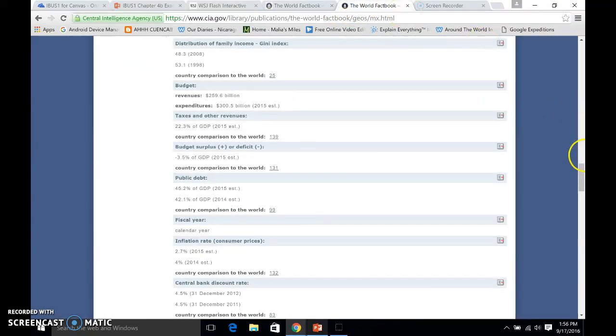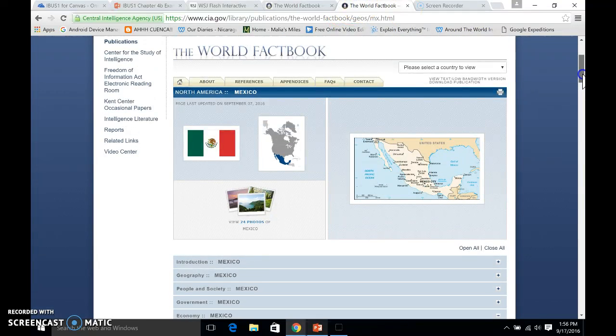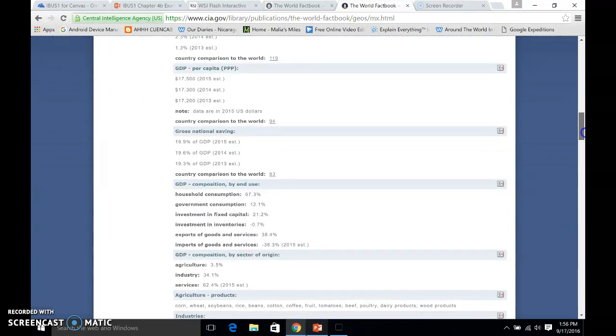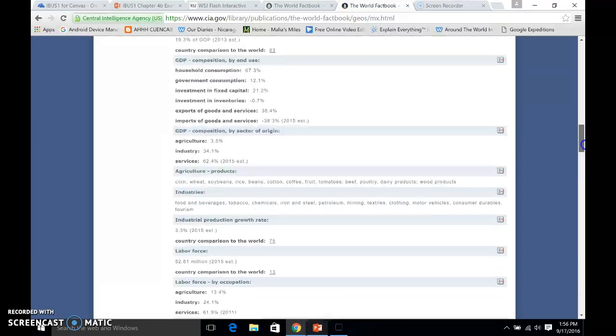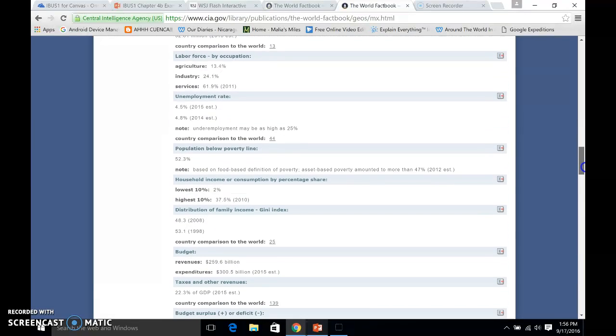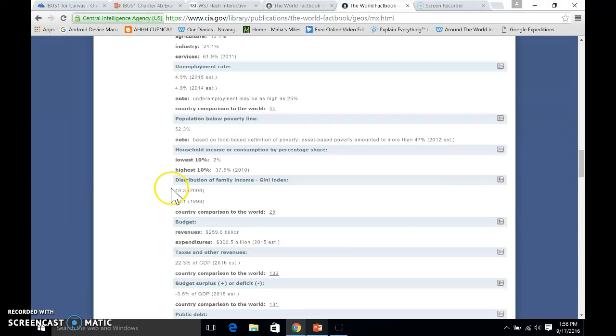I'll look at this one. Actually, I had Mexico up, so we'll look at Mexico first. So the Mexicans have a Gini, can you see it? A Gini coefficient of, there we go, 48.3 in 2008, which is the most recent year that the figure was available.